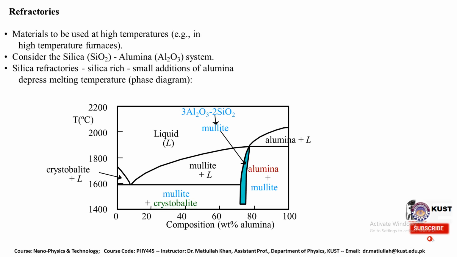We have refractories, and refractories are materials to be used at high temperatures, specially in high temperature furnaces, just like we have silica, SiO2, and alumina, Al2O3 systems. So we have silica refractories. Silica refractories are silica rich, and a small addition of alumina depresses the melting temperature, which leads to the phase diagram. This is a phase diagram for the preparation of alumina in this particular case.